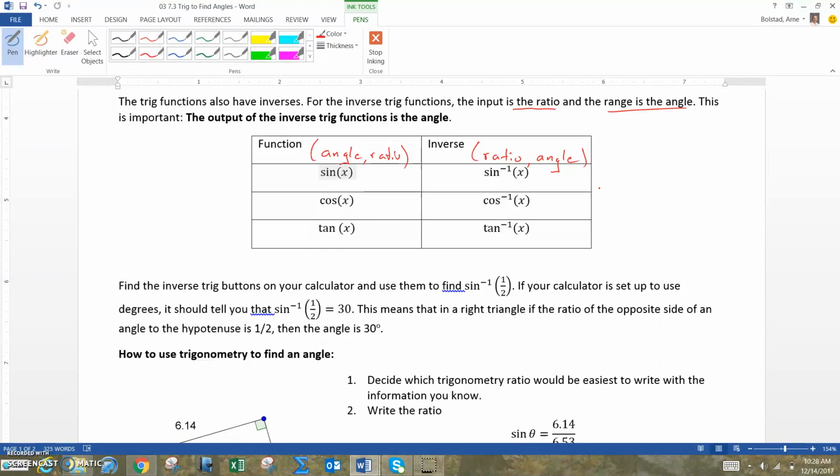To find the inverse trig buttons on your calculator, you can use those to find the inverse sine of 1/2. Again, if your calculator is set up to use degrees, which it should be, it should tell you that the inverse sine of 1/2 is 30. So when the ratio of the sides, right, opposite side to the hypotenuse, is 1 to 2 or 1/2, the angle measure in that triangle has to be 30 degrees.